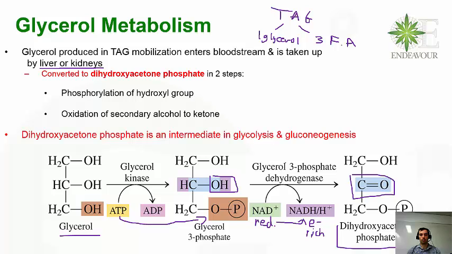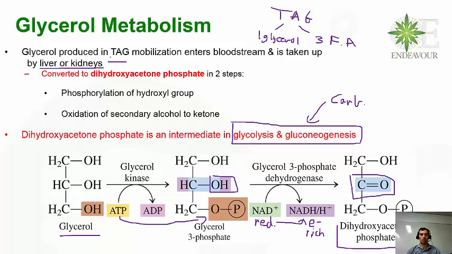So we don't go into this process in a huge amount of detail. The takeaway message is that the glycerol is converted into dihydroxyacetone phosphate, which allows it to be incorporated into the metabolic processes of glycolysis and gluconeogenesis. So these are both associated with carbohydrate metabolism. So essentially, the glycerol is entering carbohydrate metabolism by getting converted into dihydroxyacetone phosphate.